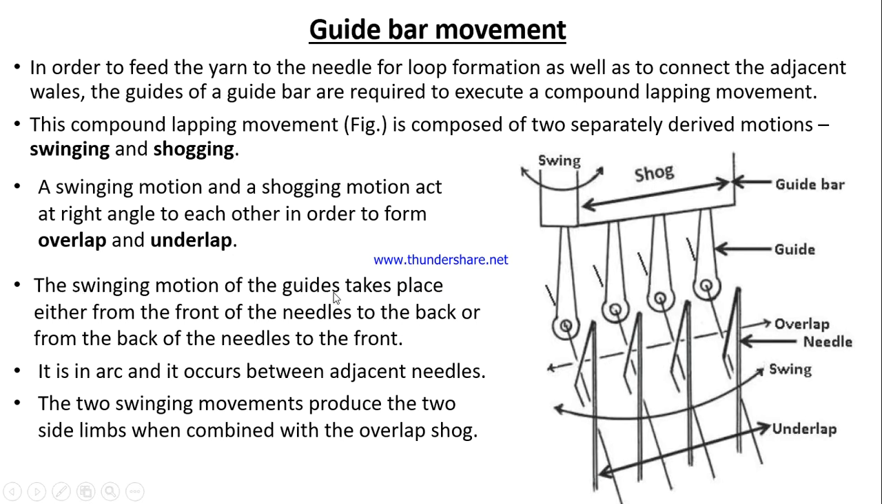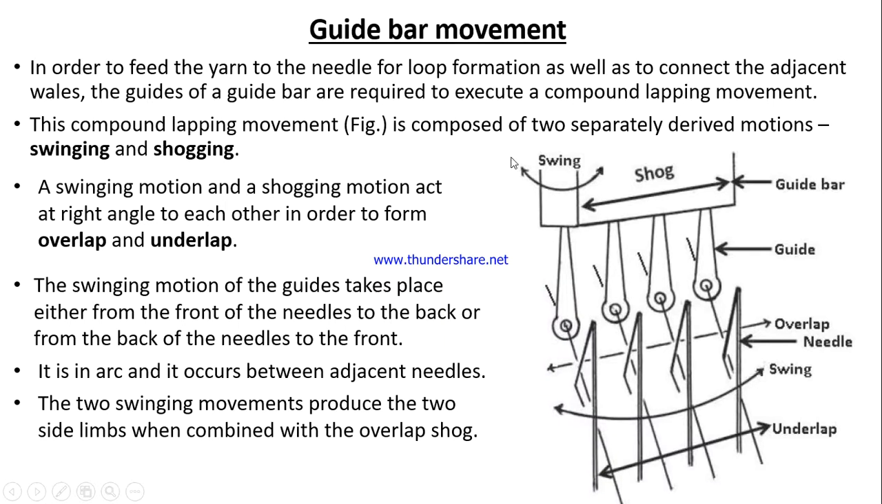The swinging motion of the guide takes place either from the front of the needle to the back or from the back of the needle to the front. So for the swinging motion, you can see this arrow. The guide bar will swing in this way, either from the back side to the front side of the needle or from the front side to the back side of the needle.